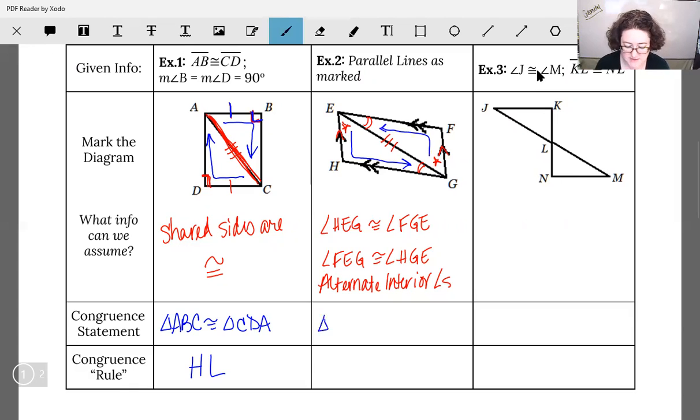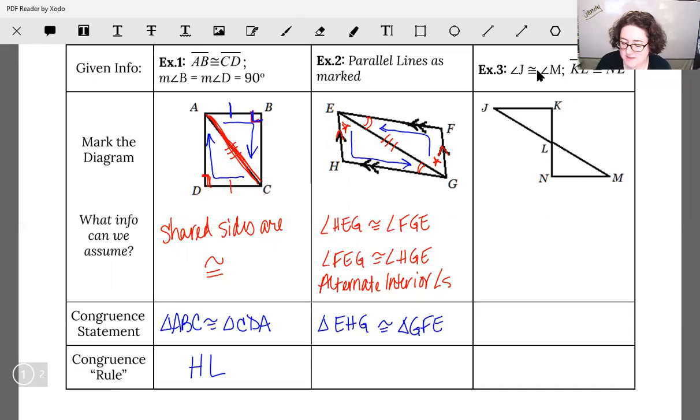So that means one of the ways I could write my congruent statement would be triangle EHG is congruent to triangle GFE. Now let's think about our information. In each triangle, we have two angles and a side marked, but where is the side? The side is stuck in between the two angles.